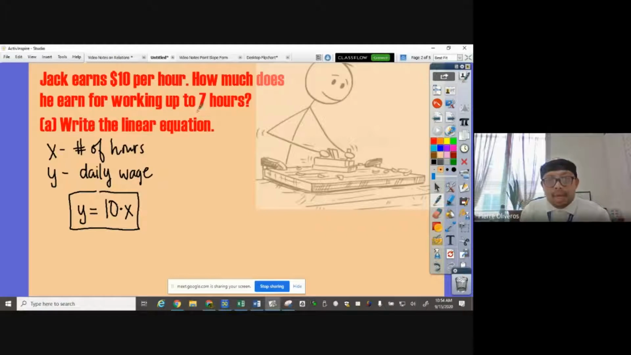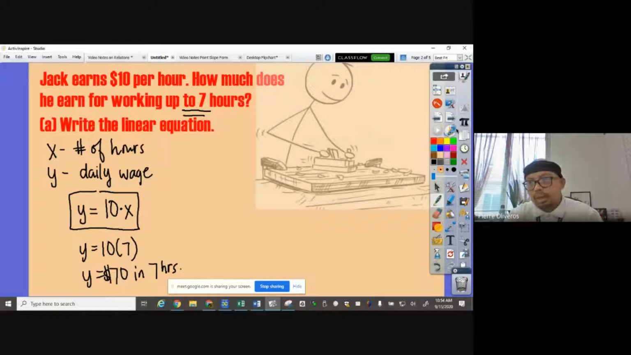But if you're asked to work for 7 hours, if you're Jack, you will plug in that 7 right here. So y will be 10 times 7, which gives you y is equal to $70 in 7 hours of working. Okay, very simple, right? Good job.